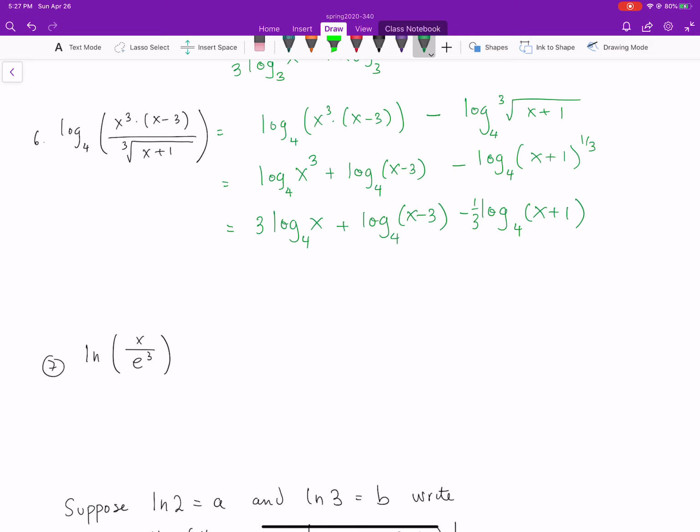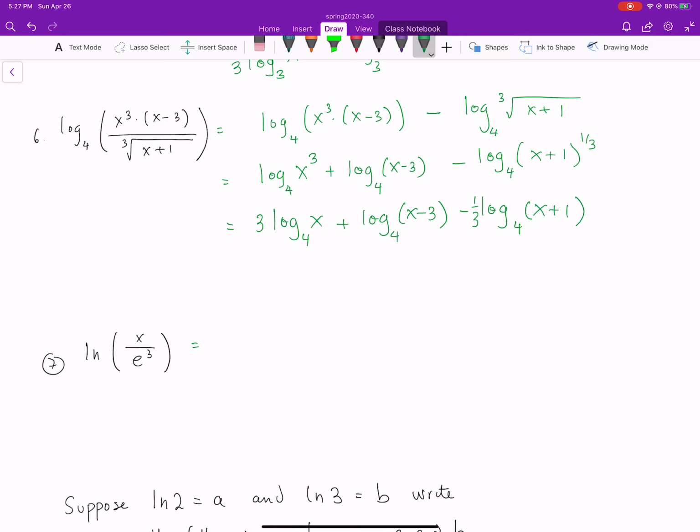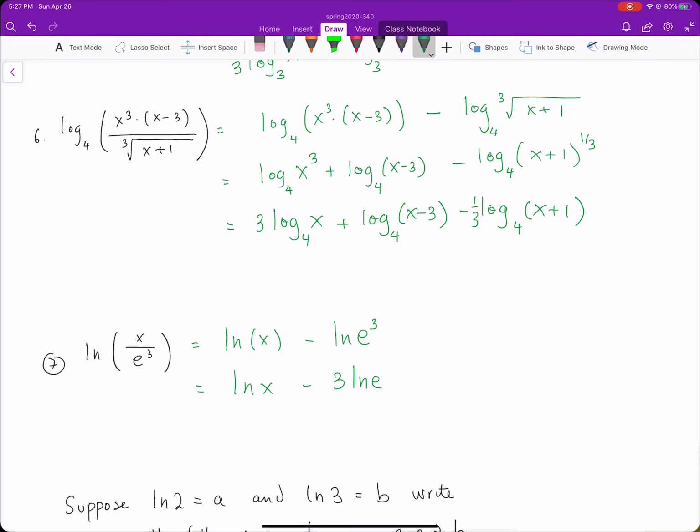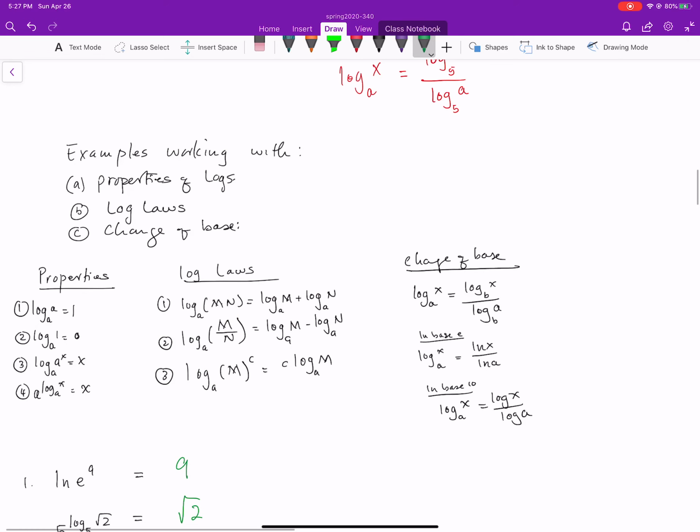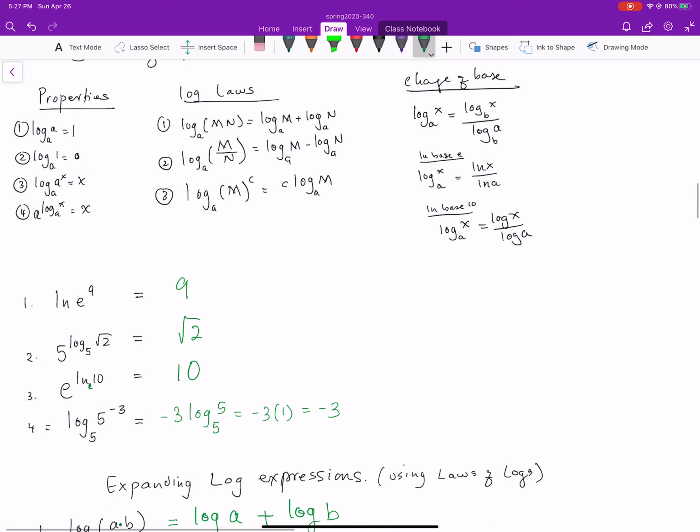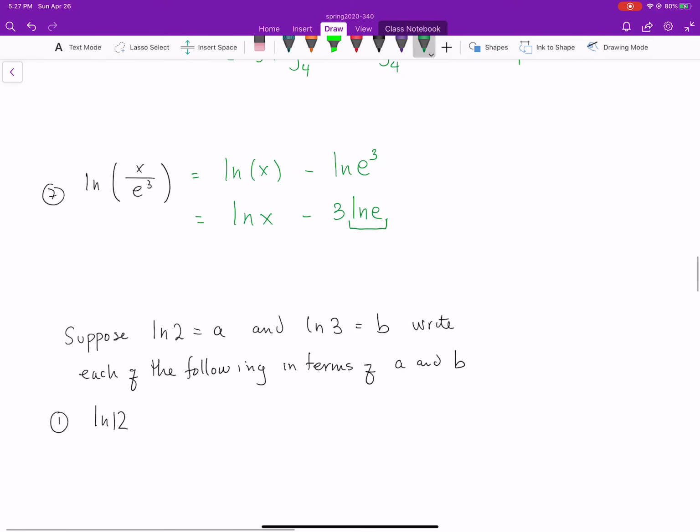Oh, with an ln. All right, so let's see how this breaks up. So over here, this is ln x minus ln e to the 3. Well, this can clean up a little bit. I can drop the 3 in front. I get ln e, but ln e means something. So if you go back to our properties, I didn't write it out, but if you look at the previous notes, you can see that for ln e, we're asking ourselves, to what power should we raise e to give me e?